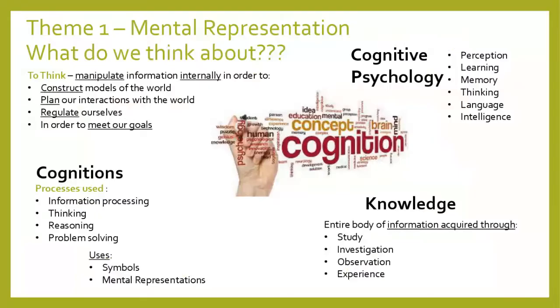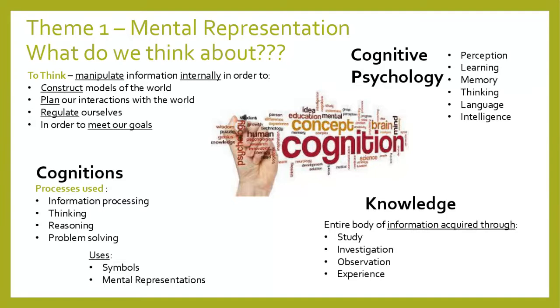So let us start with the first theme, and the first theme is about mental representation. So that really talks about, with mental representation, what do we think about? We're talking about thinking, okay? And to think means to manipulate information internally. Remember, thinking is internal. It happens in our mind. It's how we deal with information that comes in and we process it.